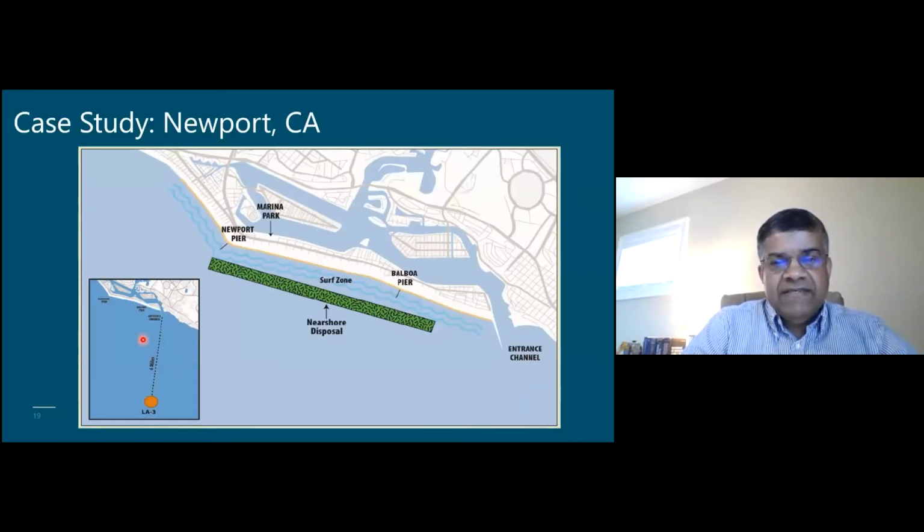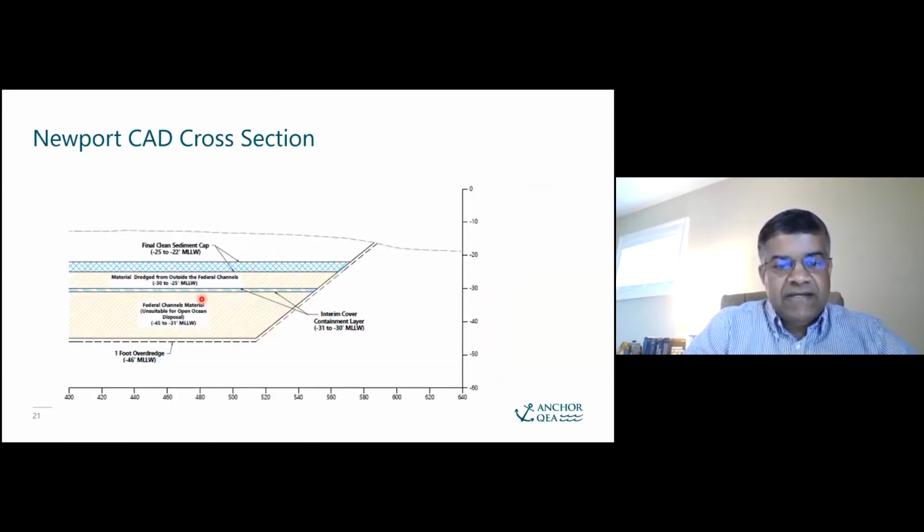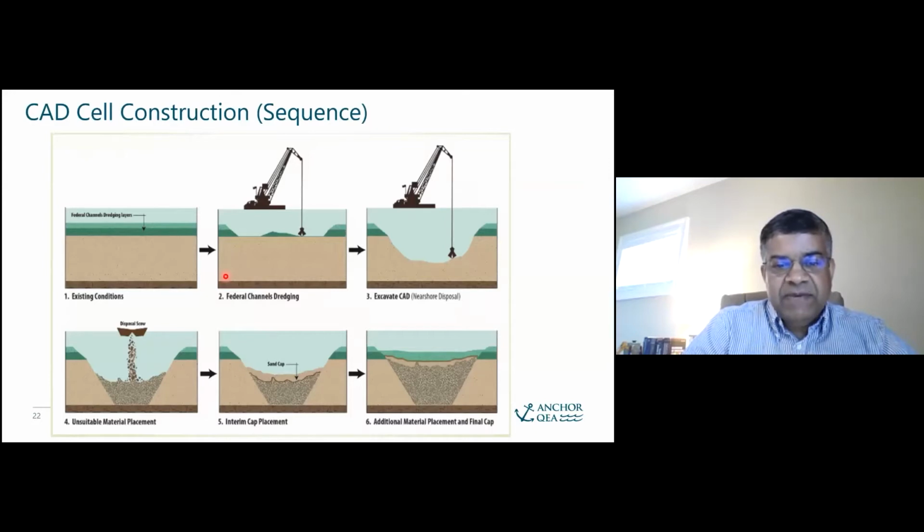And the last case study I have is Newport, and this I wanted to highlight because of this hybrid option. So they have a deep ocean placement, they have a nearshore placement off the surf zone, and then they also have placement within the channel itself, which is a CAD kind of concept. So again, similar concept. The only difference here is that they have this interim cover. So in cases where you're not fully using the CAD cell, you do come up with this interim cover if the material is unacceptable to be left alone. And then you can come back and fill for the second tier placement over time. This is the schematic of placement. I think Steve covered this, so I'm not going to spend time there.